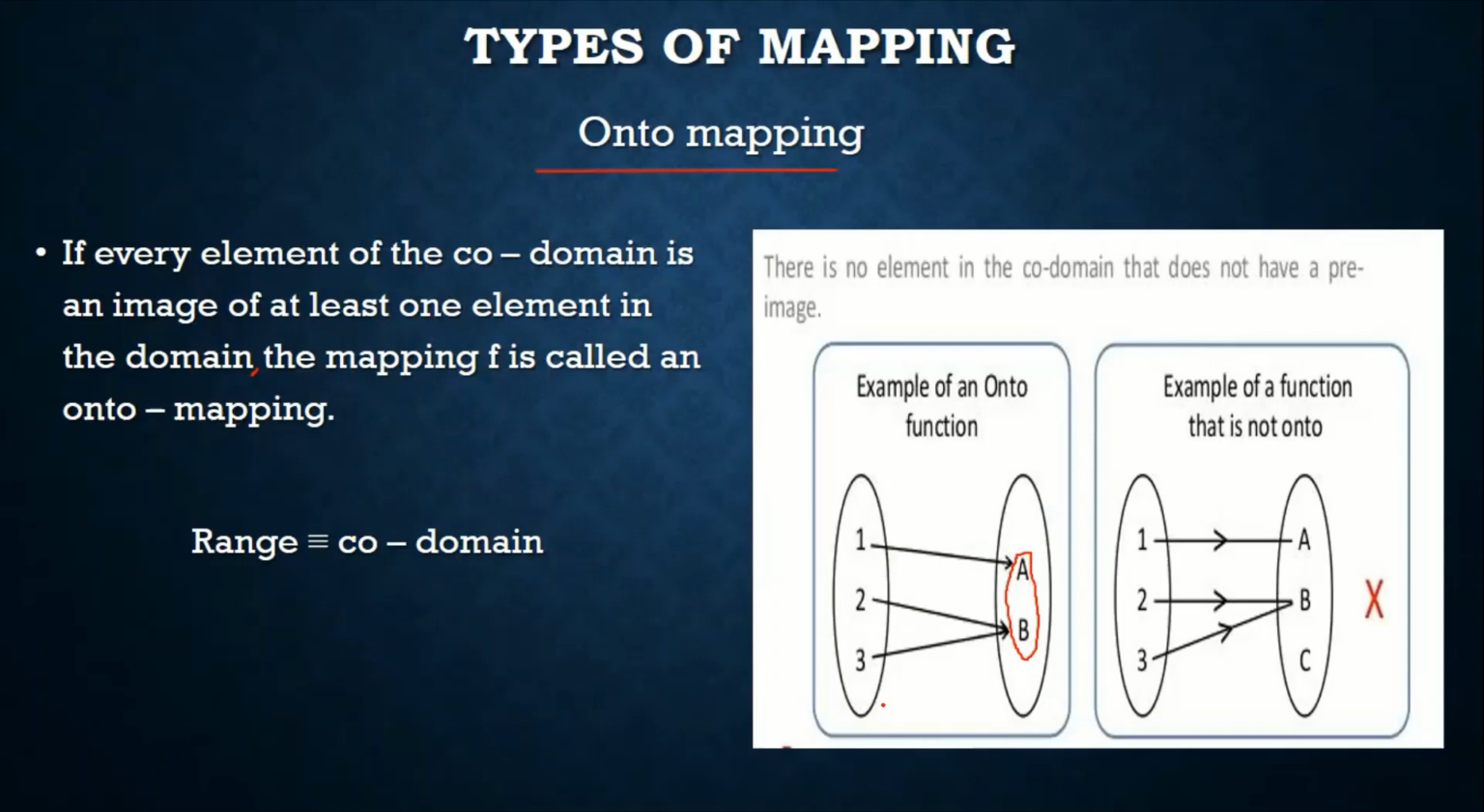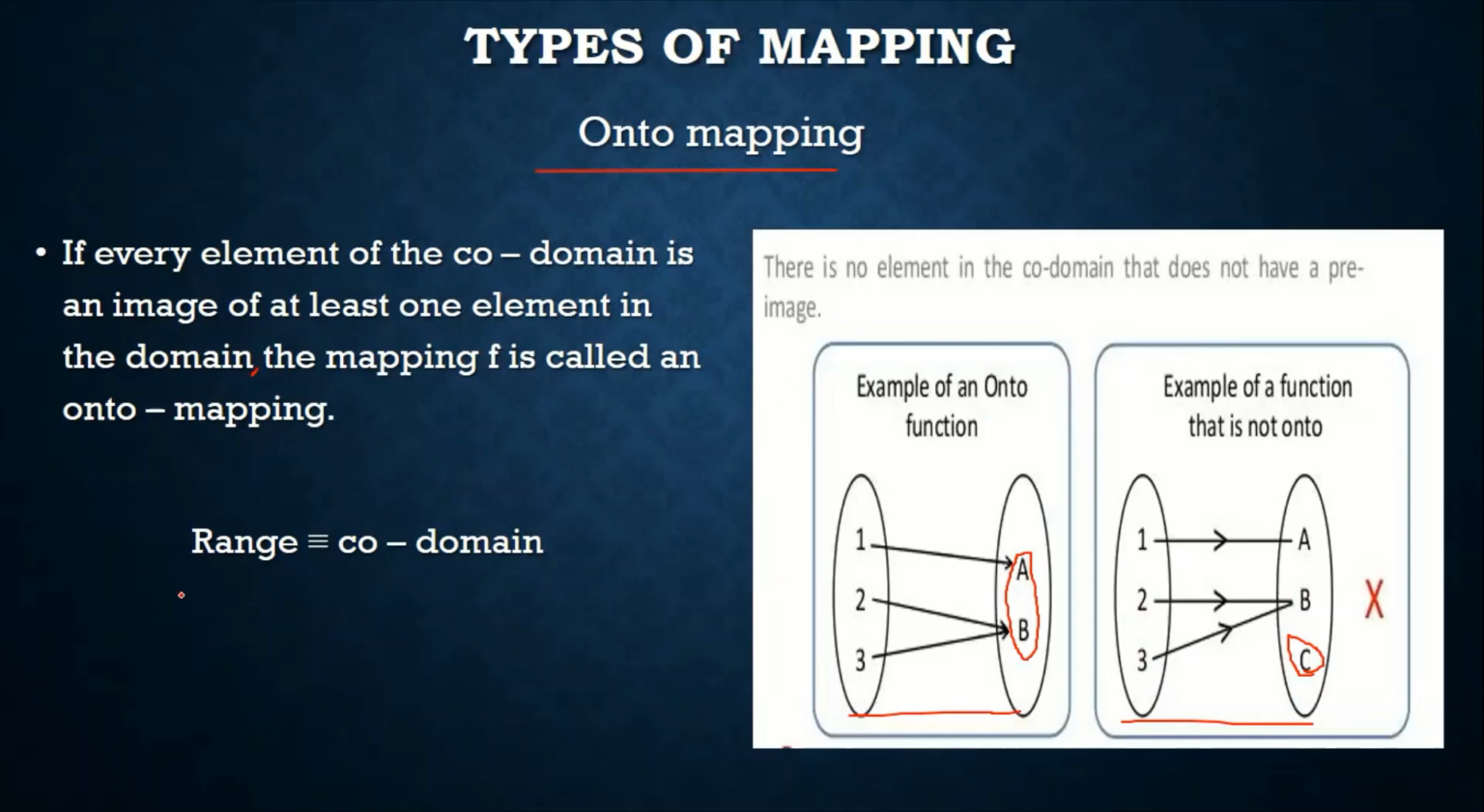An onto mapping. So in this case, this is an onto mapping, but in the second case here, it is not an onto mapping because there is still an image which doesn't have a mapping here. So this is not an onto function because the elements in the domain have not taken all the elements in the codomain. Do we understand that?